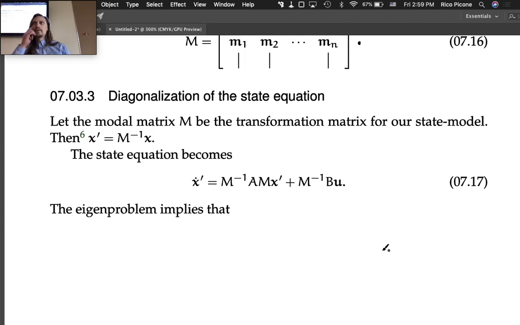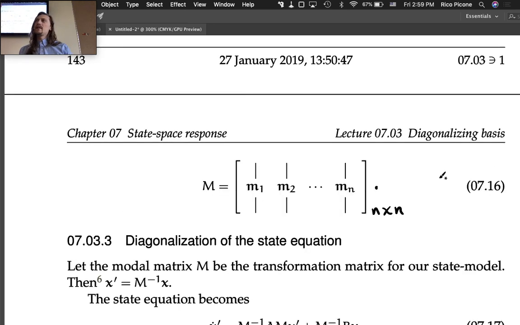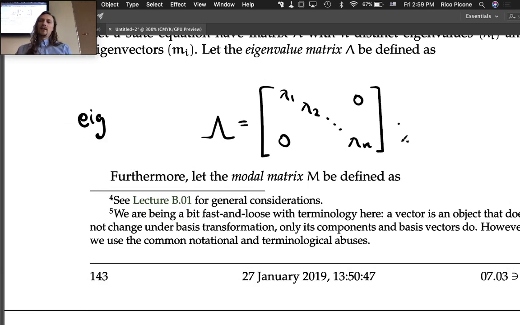How big is the modal matrix? There are n of these eigenvectors, and each of them is an n by 1 vector, so the modal matrix is going to be an n by n matrix. As is lambda, this is also an n by n matrix.